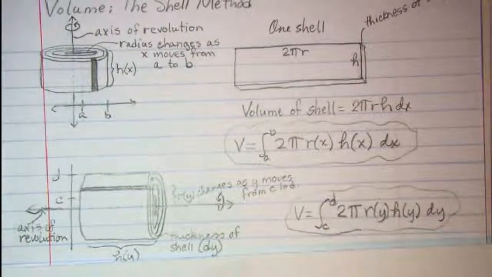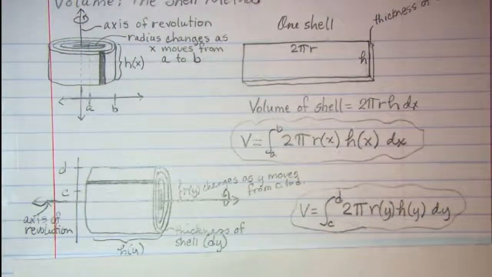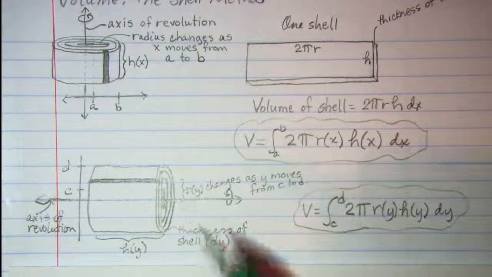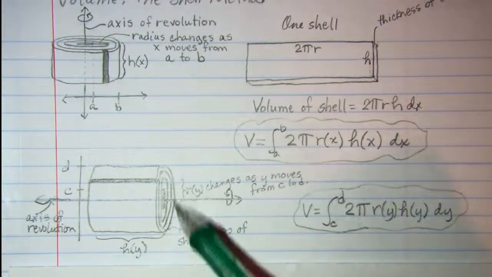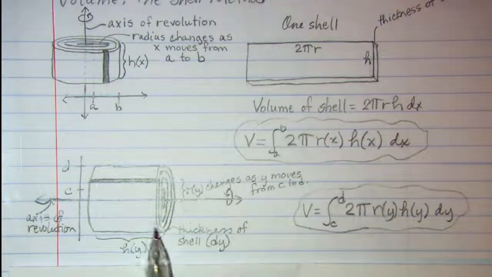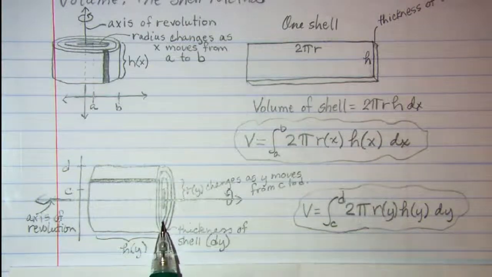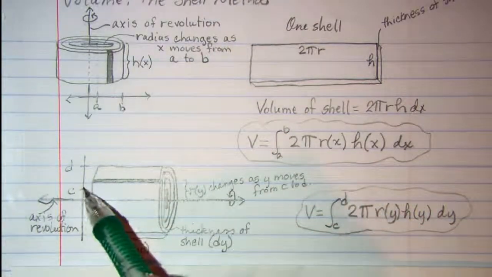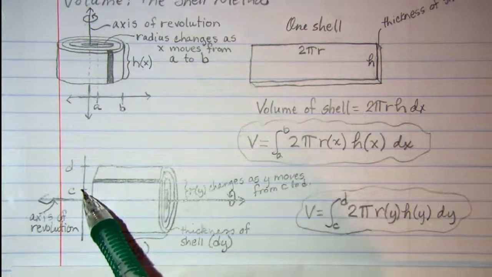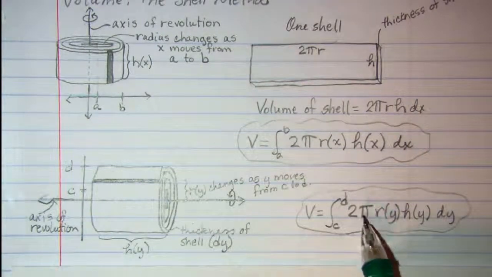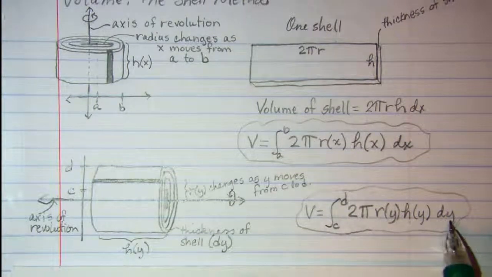If I have a horizontal axis of revolution, then my picture looks like this. Again, I have the jelly roll appearance, the integral from c to d, and this time c and d are values over on the y-axis. So the integral from c to d of 2 pi r of y, h of y, dy.